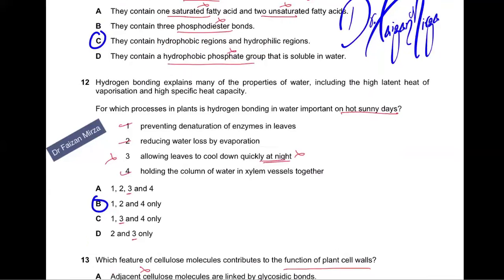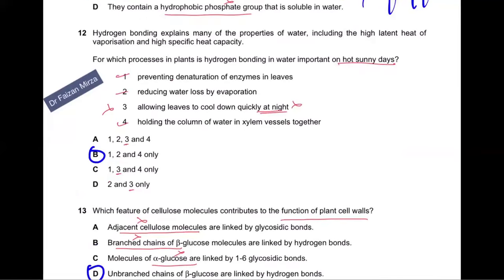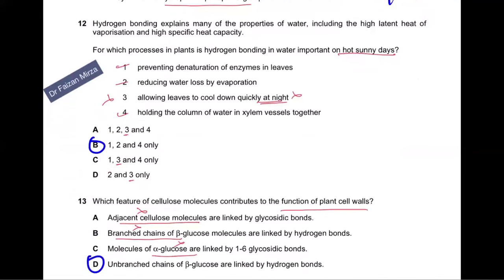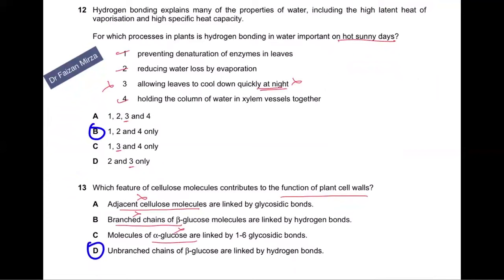It's a polar end. Hydrogen bonding explains many properties of the water molecule, including high latent heat of vaporization and high specific heat capacity. For which processes in plants is hydrogen bonding in water important on hot sunny days? The specific point here is the reference to a hot sunny day. It would prevent denaturation of enzymes in leaves. Yes, on a hot sunny day that's possible. Reducing water loss by evaporation. Yes, on a hot sunny day this can happen as well. Allowing leaves to cool down quickly at night. Now there's no relation here, so we can skip 3.